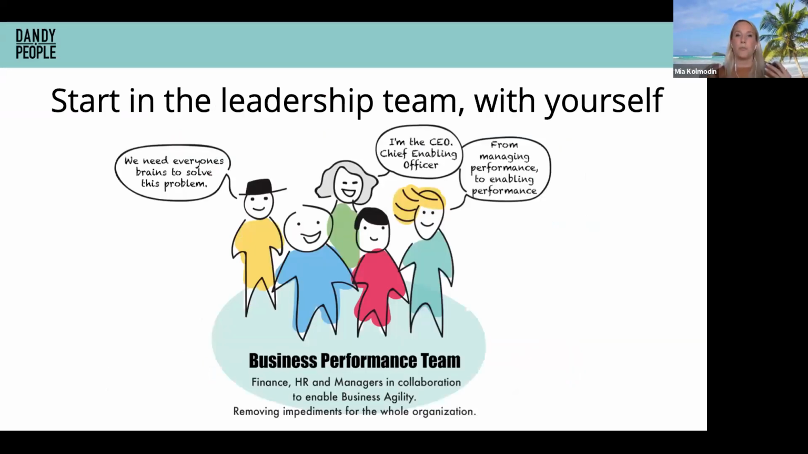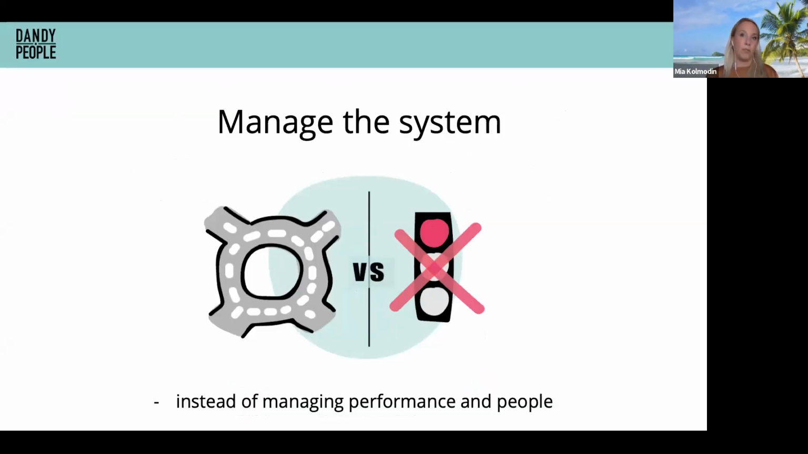So where do you start? You need to start, of course, with the leadership team and with yourself, to create a cross-functional leadership team that helps to support the organization to become high performance, so the business performance team. If you're an executive team, you work with those people and collaborate on solving problems to help the organization perform the best way they can. So I am the CEO, the Chief Enabling Officer. That's a new way of looking at that role. And we need to manage the system, of course, to enable people to perform in a good way. So not performance management and not managing the people. They will manage themselves if the system enables them to do a good job.